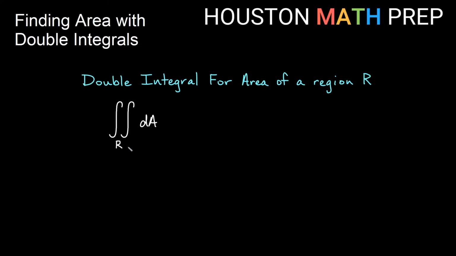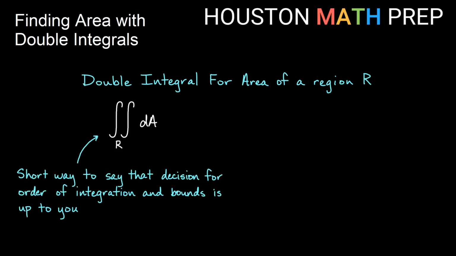So this expression here is really telling us, okay, we're going to use a double integral over some region R. You'll notice the capital R under here, dA. Now remember that dA can mean a couple of different things. So this is just a short way of saying that it's up to you to look at the region R that you're trying to find the area of with this double integral and choose the order of integration, and then obviously the order that you choose will determine which bounds go where here, the x bounds and the y bounds.